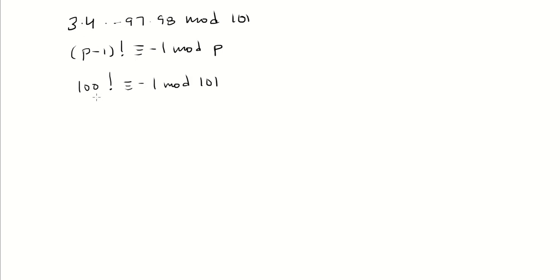But notice that we don't have 100 factorial. What we have is basically 98 factorial except the 2, so we have to divide this by 2. So let's get it in that form. First, why don't we write 100 factorial as 100 times 99 times 98 factorial, which is still congruent to negative 1 mod 101.